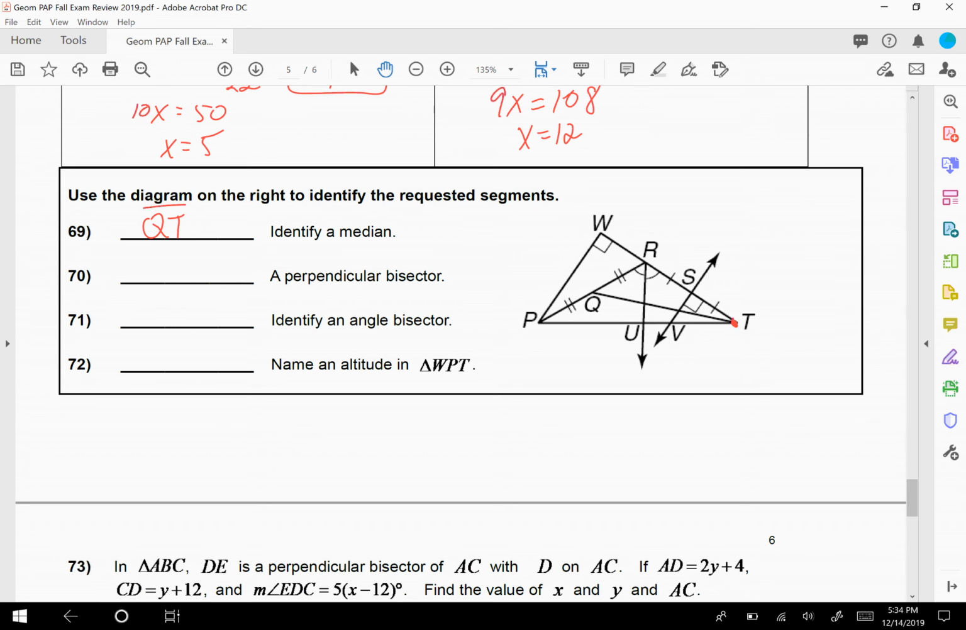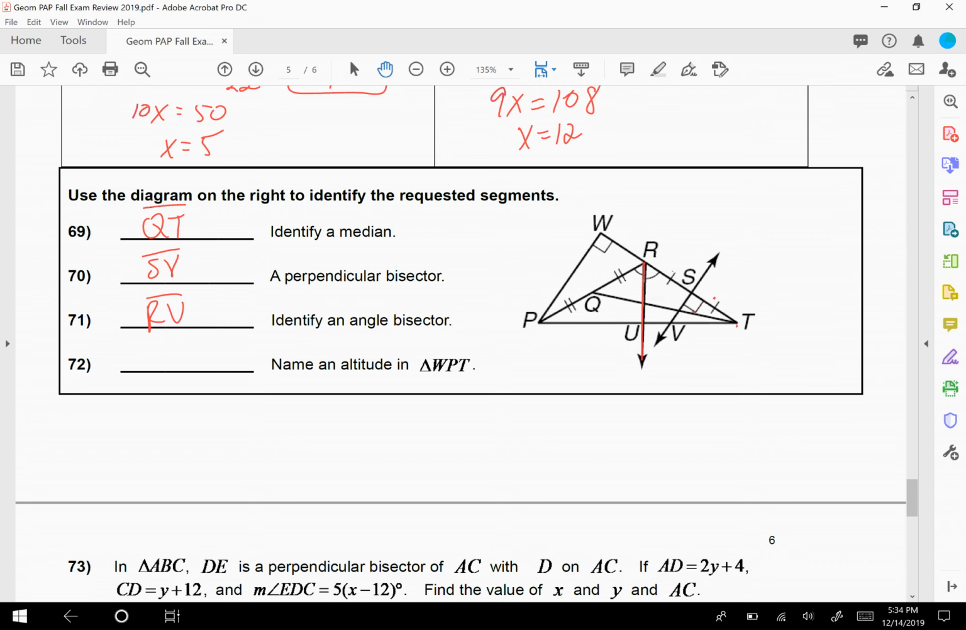A perpendicular bisector, okay, that is SV because it is perpendicular to the side and it is bisecting it. So that's SV. An angle bisector, okay, you can clearly see which line is cutting the angles in half, and that would be RU.